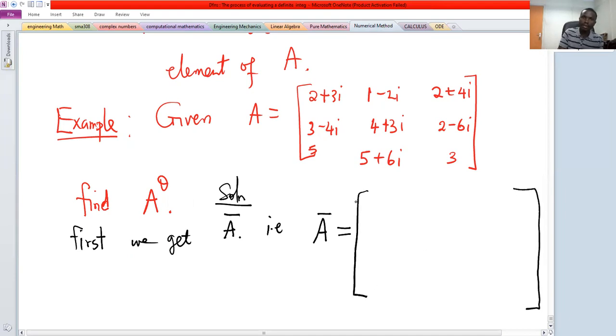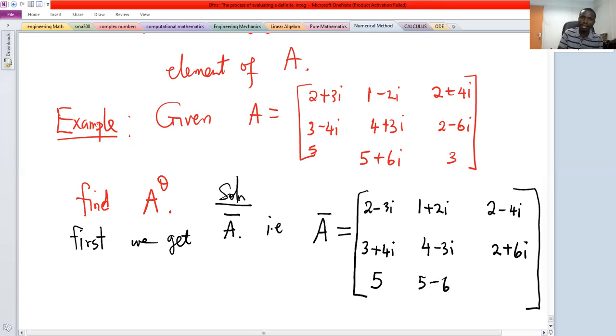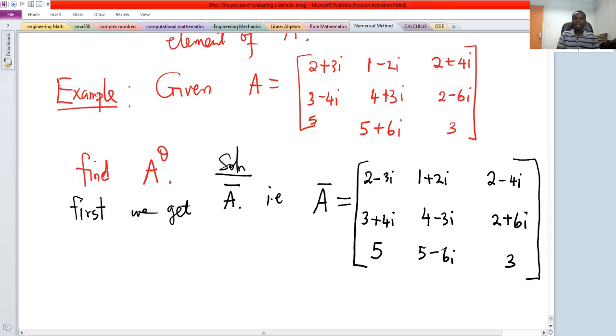The conjugate of this element will be 2 minus 3i. This one will be 1 plus 2i. This one will be 2 minus 4i. This one will be 3 plus 4i. This one will be 4 minus 3i. This one will be 2 plus 6i. This one, 5 remains 5. This will be 5 minus 6i. 3 remains 3. So that is the conjugate of matrix A.